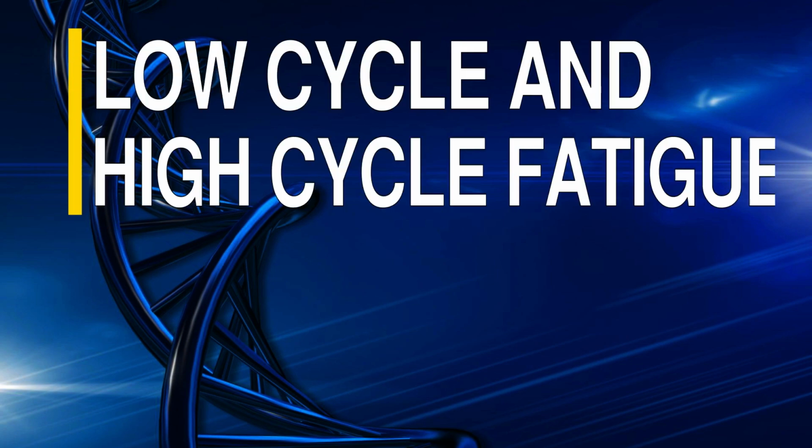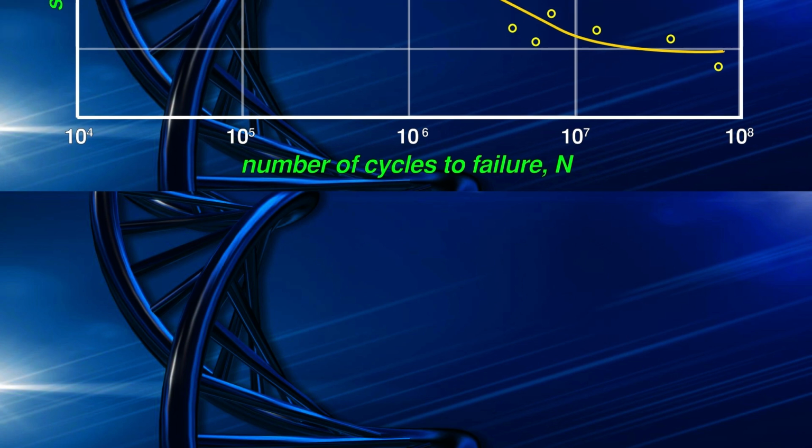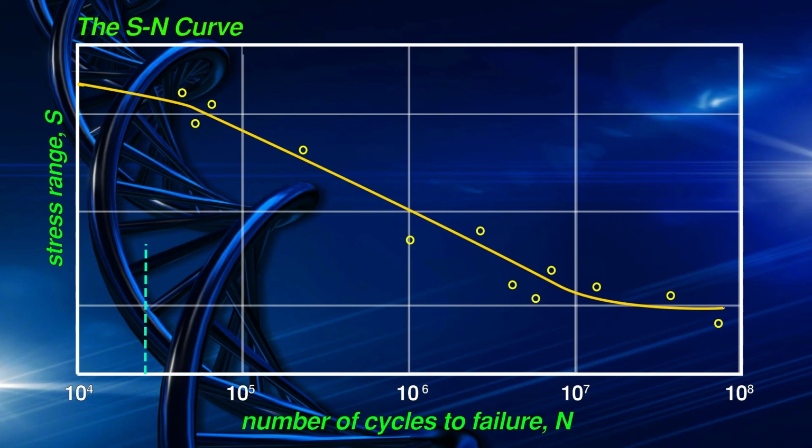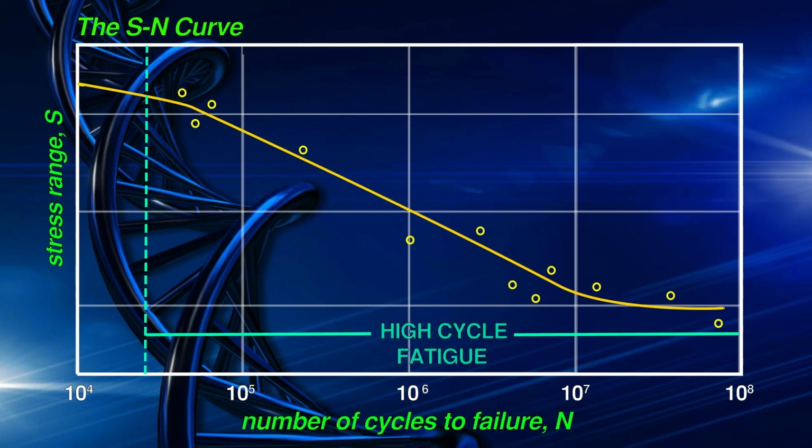It is common to differentiate between high cycle and low cycle fatigue. High cycle fatigue occurs when the applied cyclical stresses are low and failure occurs after a very large number of cycles, typically more than 10,000 cycles. Because the stresses are low, we are only dealing with elastic deformation.